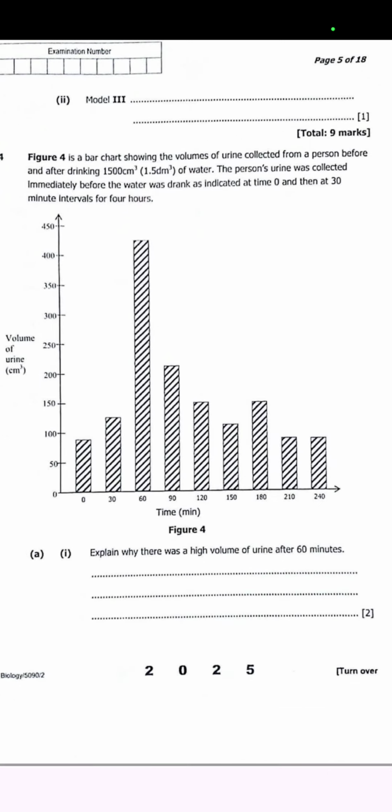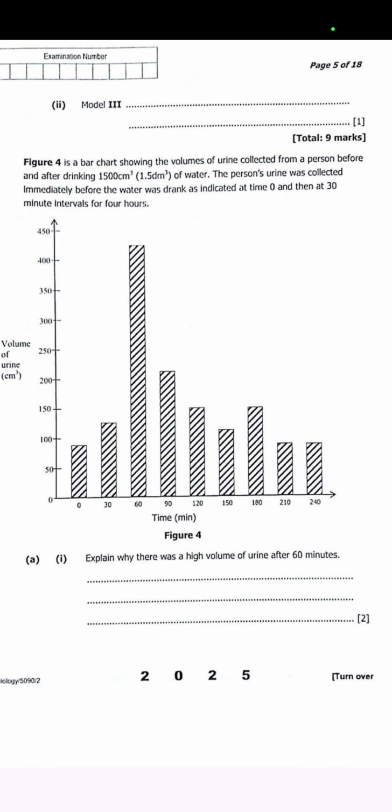Our statement is saying, figure 4 is a bar chart showing the volumes of urine collected from a person before and after drinking 1500 cubic centimeters of water. The person's urine was collected immediately before the water was drunk, as indicated at the time of 0, and we can see 0 there, and then after 30 minute intervals for 4 hours. So we've got this bar chart which we need to understand.